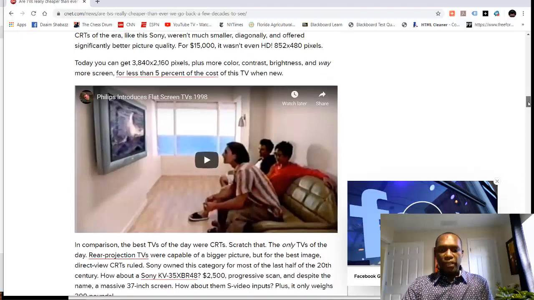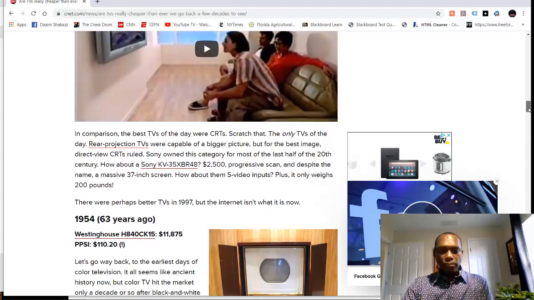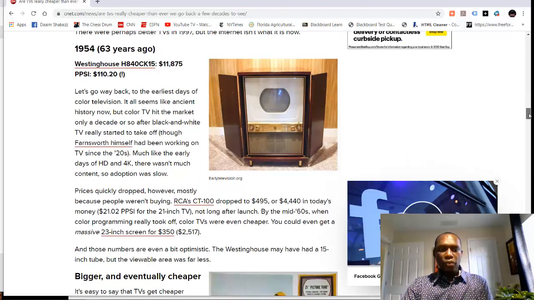They actually have an ad for the Philips flat screen in '98, which is very interesting. If you see the ad, it looks hideous. You probably need four or five people to carry that thing in a huge box. It takes up a whole wall. And here in 1954, when these TVs first came out, $110.20 per square inch. And that was, of course, for the people who had money back in those days who could afford that TV.